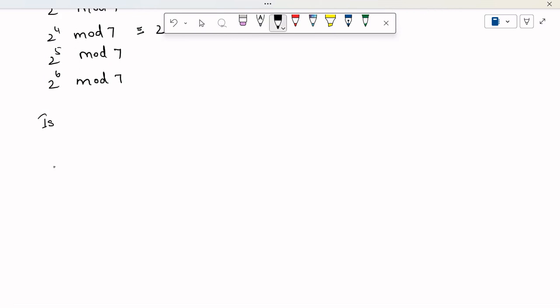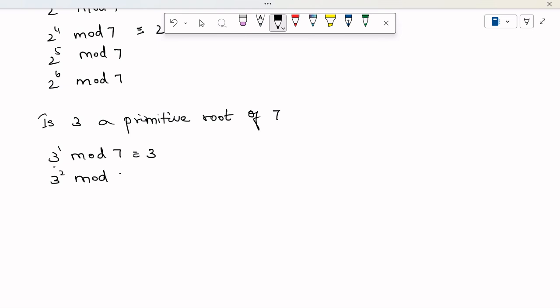So we can see one more example. Is 3 a primitive root of 7? Please do check it out. 3 power 1 mod 7: what is 3 power 1 mod 7? 3 mod 7 is 3. 3 square mod 7: 3 square is 9, and 9 mod 7 is 2.